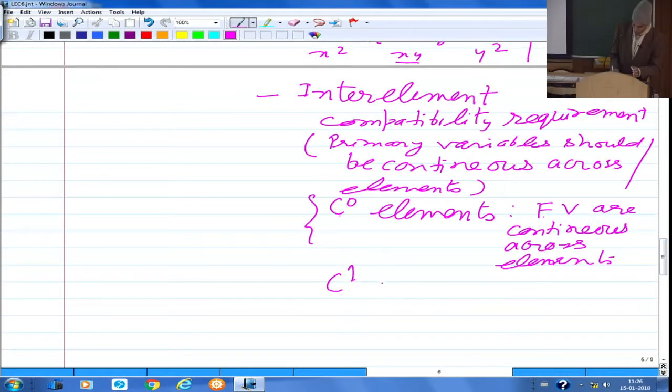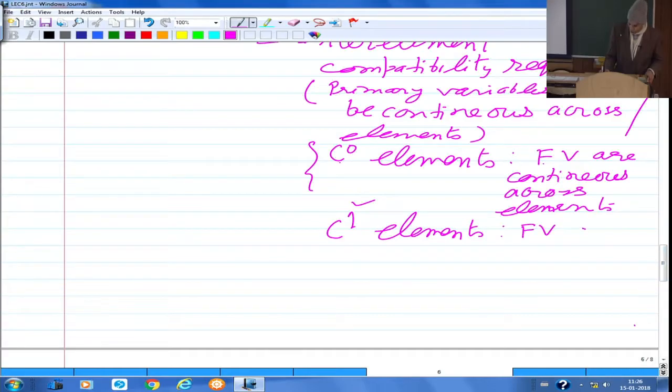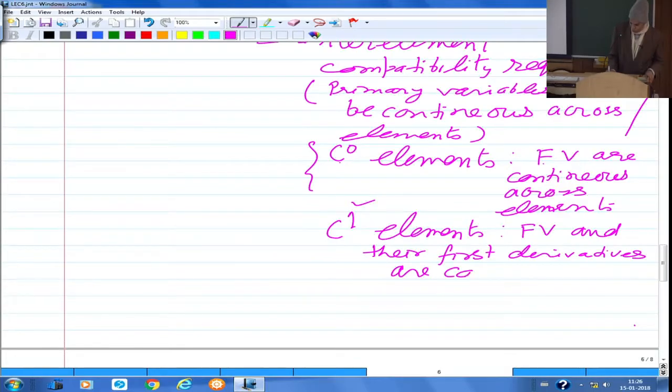Then you have what is known as C1 elements. So a C1 element means the field variable and its first derivatives are continuous when we go from one element to another. That is, when we look at their distribution across the domain, we are passing through each subdomain or element. So field variables and their first derivatives are continuous.